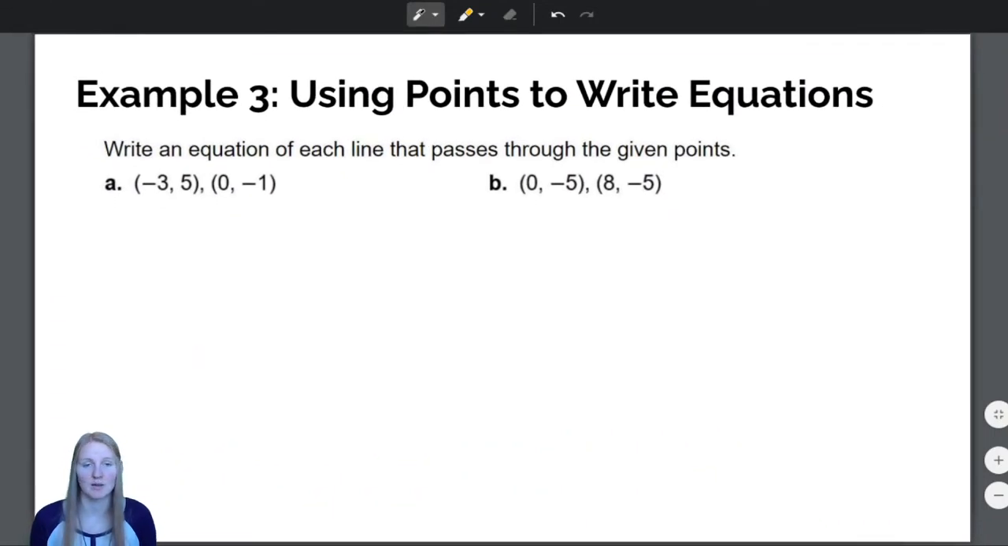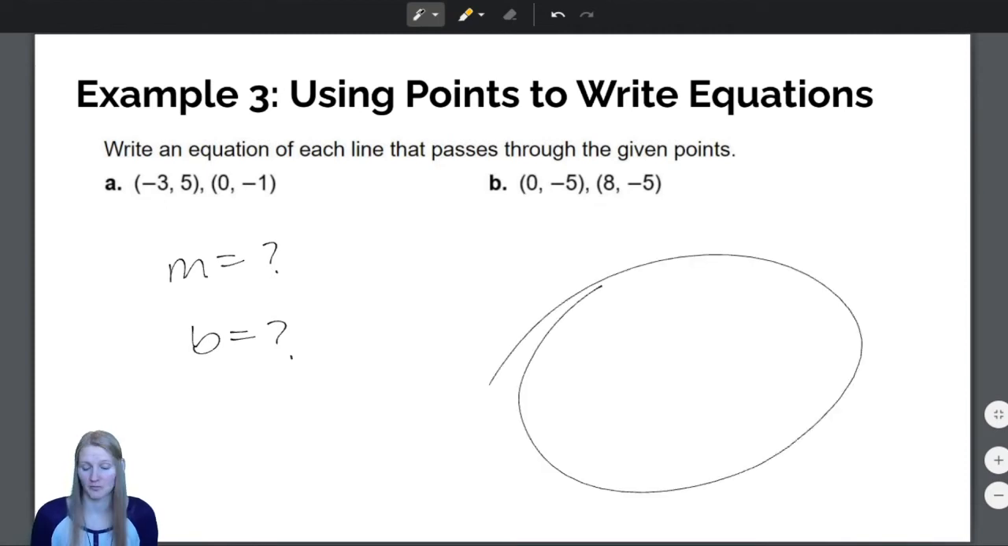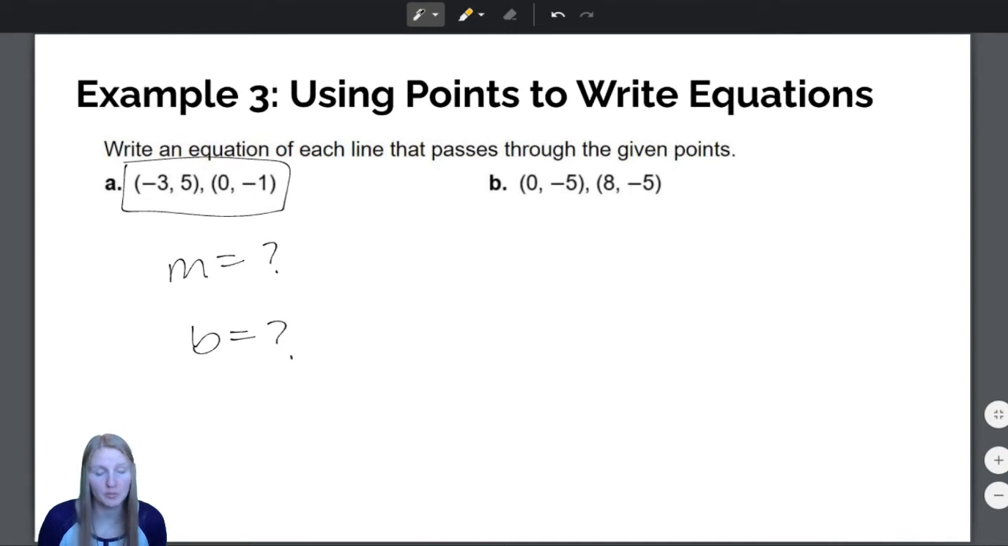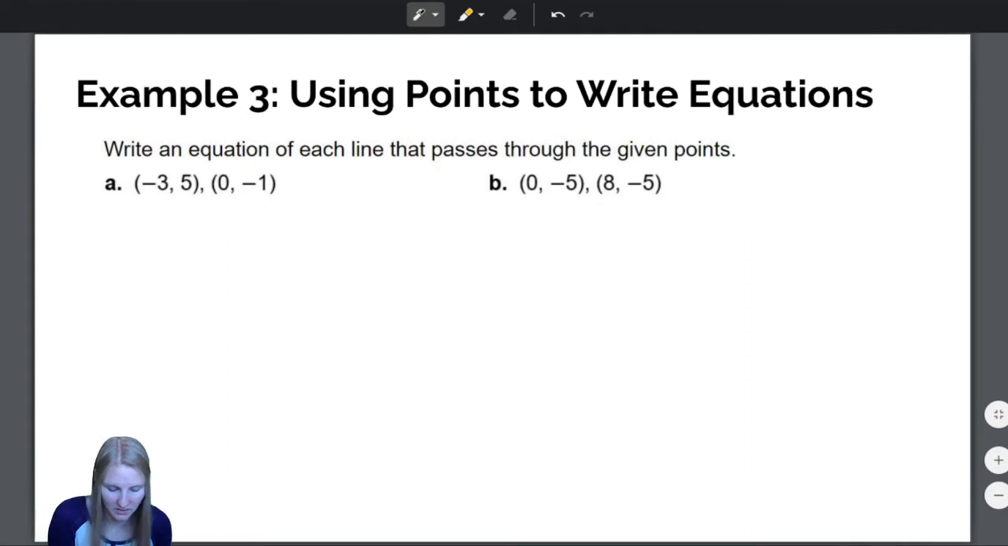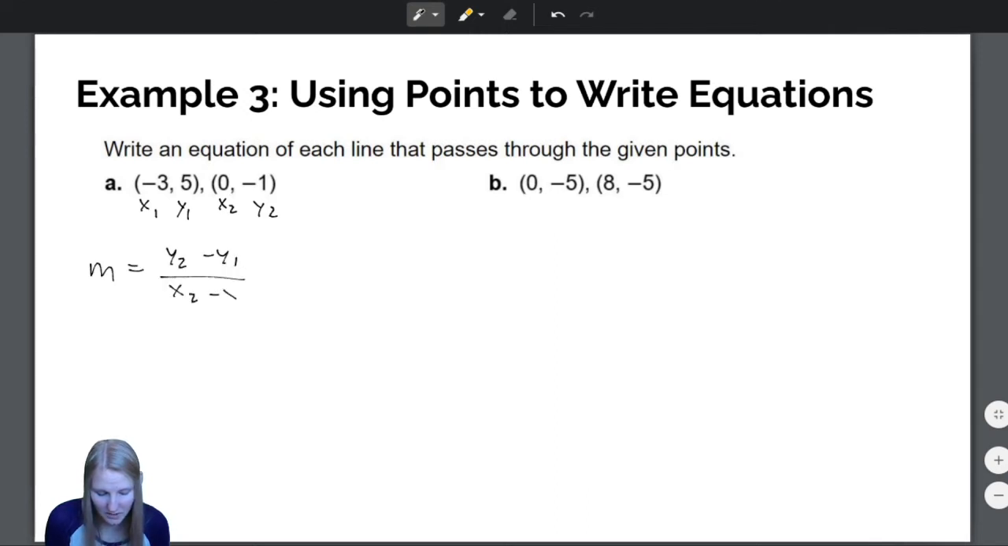So, in this example, we don't know what m is, we don't know what b is, and we don't have a graph. All we have are 2 points. So, luckily, we know how to find the slope between 2 points, right? I make this point number 1, x1, y1. I make this point number 2, x2, y2. And I can take y2 minus y1 over x2 minus x1. This will help me find the slope.